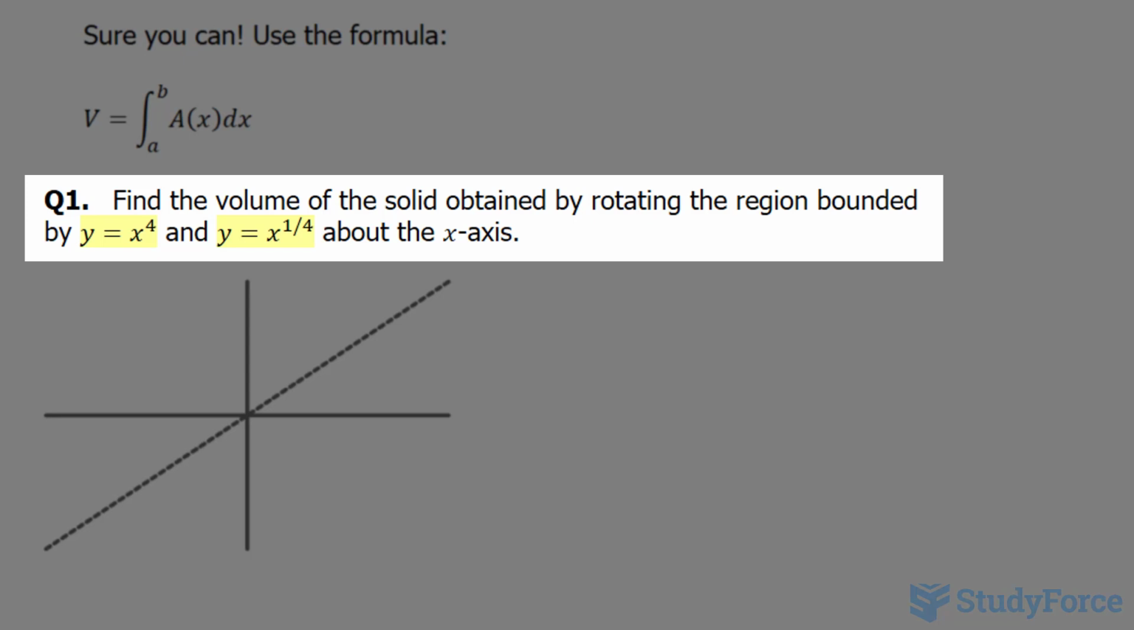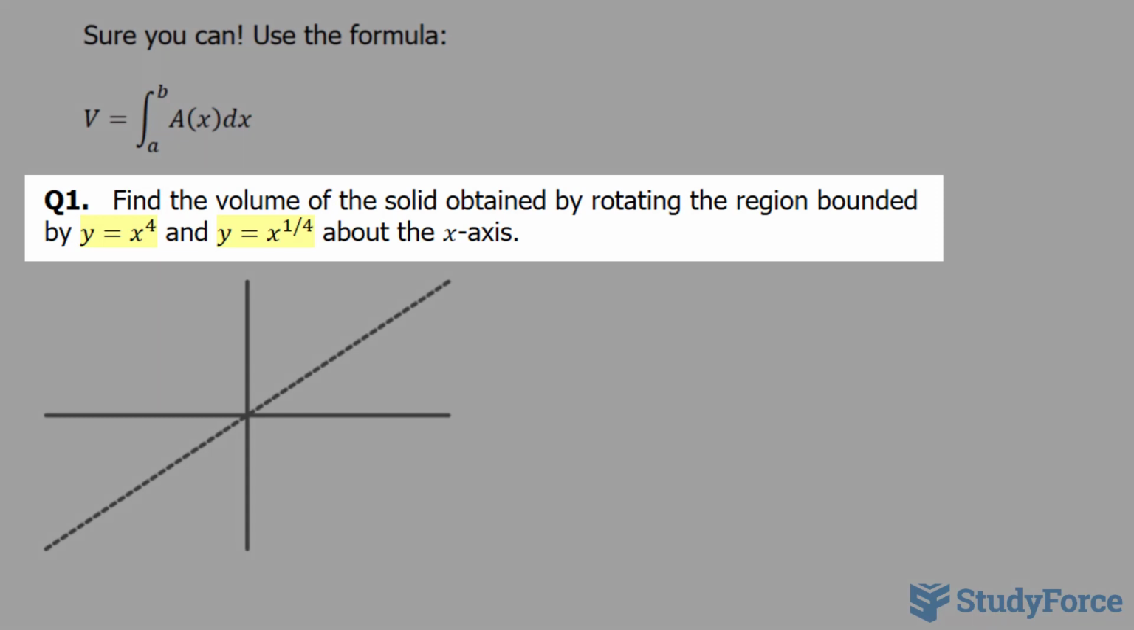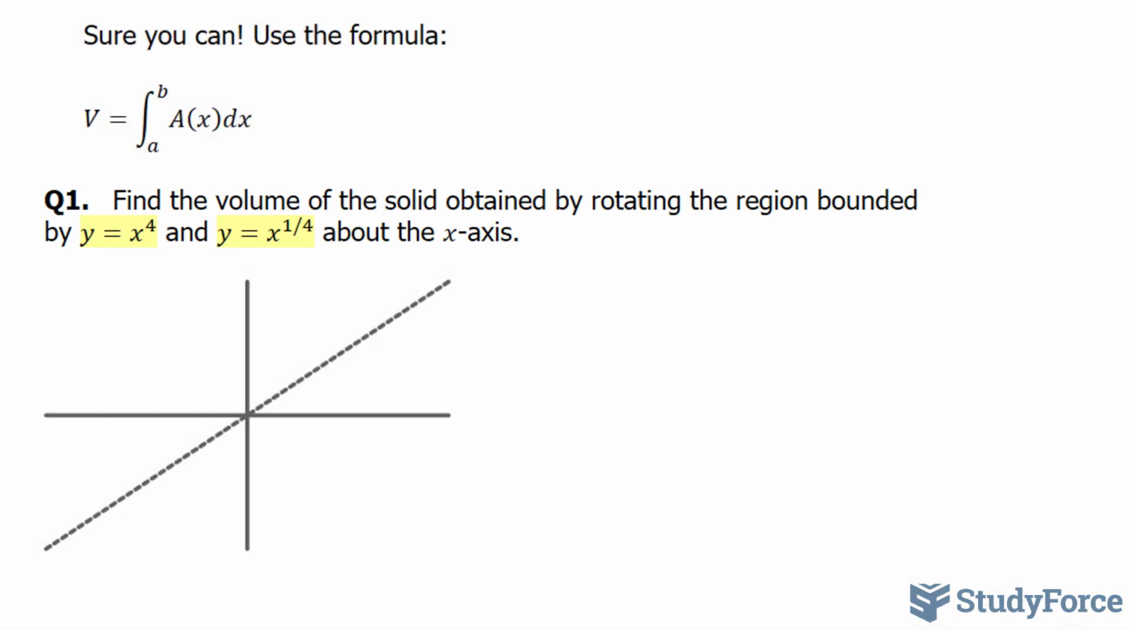x to the power of 4 and y is equal to x to the power of a quarter about the x-axis. y is equal to x to the power of 4 looks like this, whereas y is equal to x to the power of a quarter looks like this. What they're asking for is what happens if these two functions were to rotate about the x-axis.